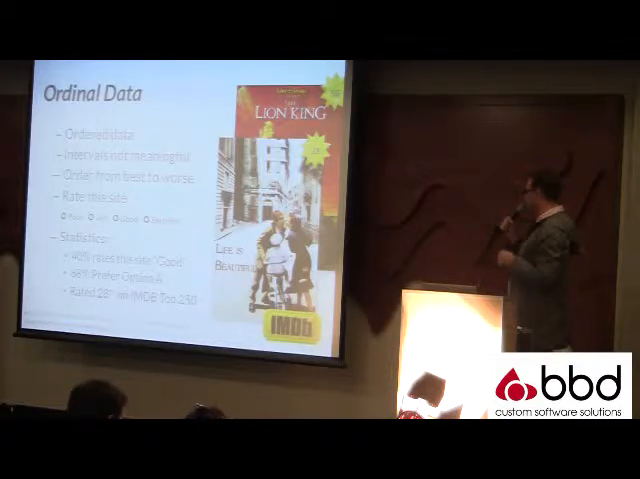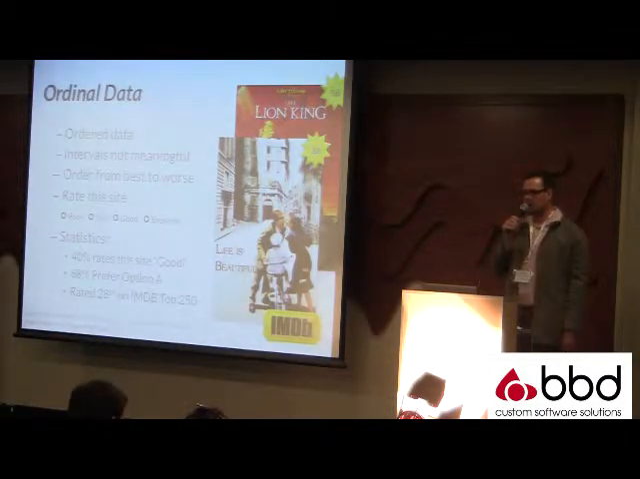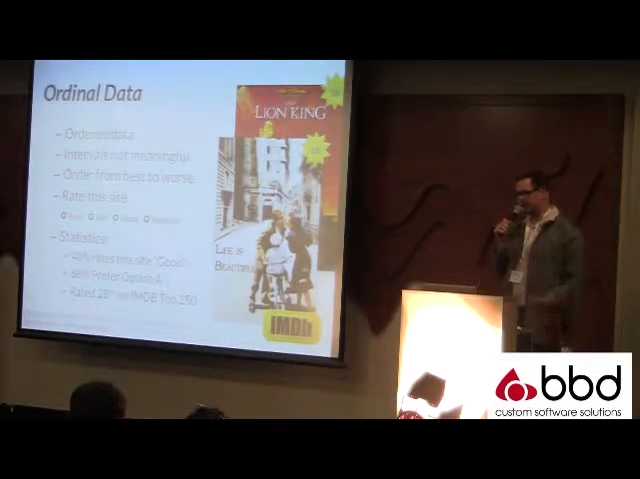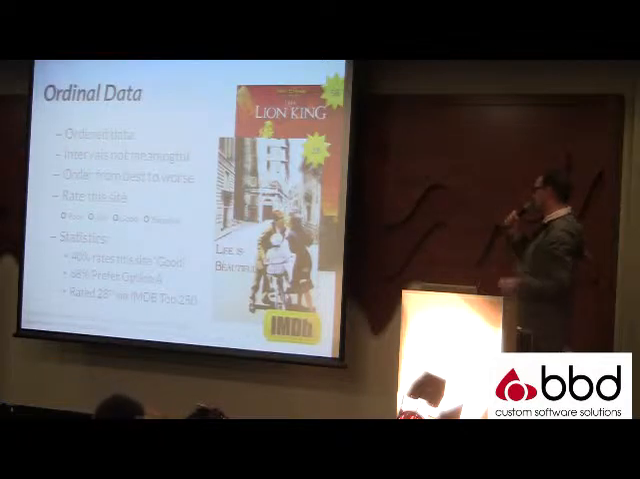So if you look at the IMDb top 250 movies, you find Life is Beautiful at number 28, Lion King at number 56. That does not mean that Life is Beautiful is twice as good as Lion King. It simply means it's ranked better than it, but the interval is not meaningful.